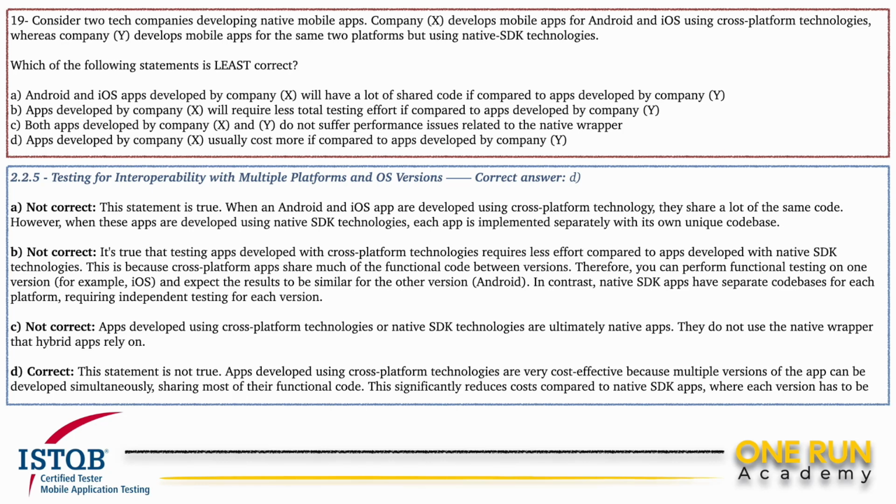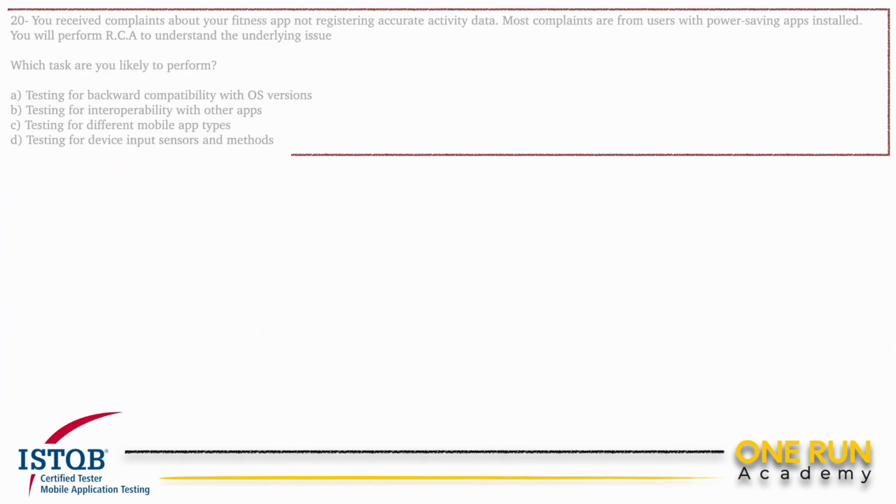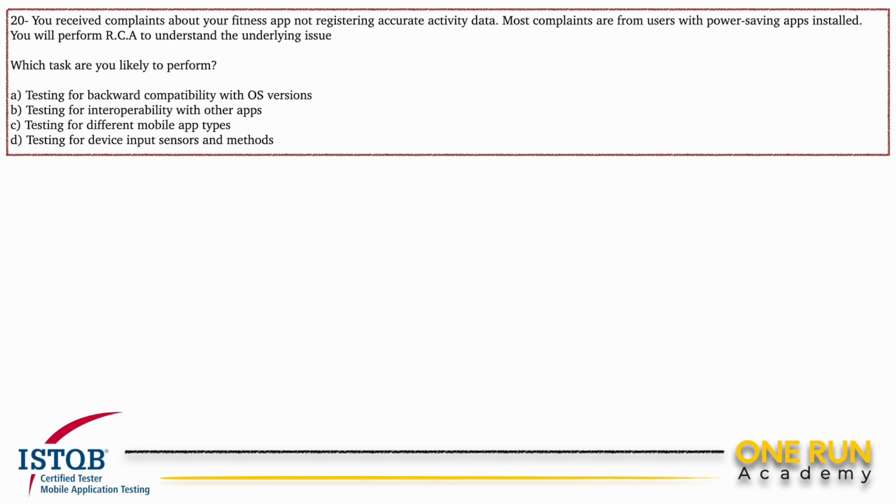All right, everyone. I think it's time now to take a look at the last question of this video, which is question number 20, and see if we can get this one right. The question says, you received complaints about your fitness app not registering accurate activity data. Most complaints are from users with power-saving apps installed. You will perform RCA to understand the underlying issue. Which task are you likely to perform?